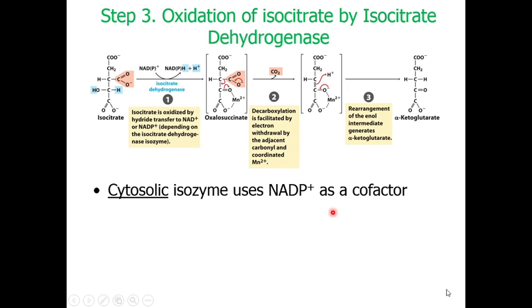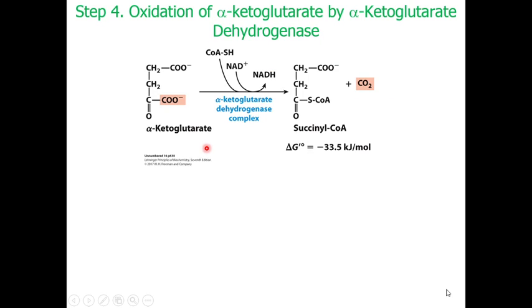In step 4, alpha-ketoglutarate is converted to Succinyl-CoA. Oxidation of alpha-ketoglutarate to Succinyl-CoA is catalyzed by the enzyme alpha-ketoglutarate dehydrogenase. This happens to be the last oxidative decarboxylation step. Also, net full oxidation of all carbons of glucose has been accomplished, and this has been accomplished after 2 turns of the cycle.